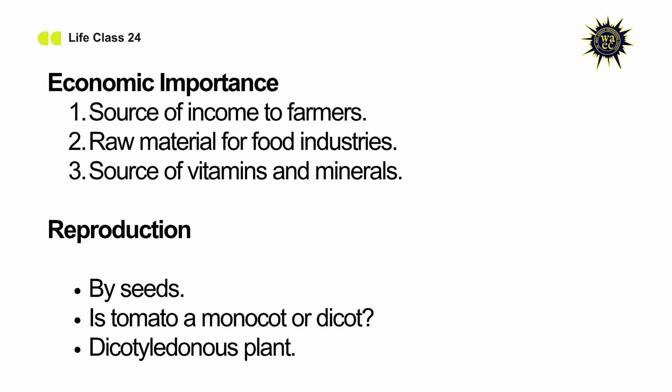You may be asked the economic importance as well. So it's a source of income for farmers. It is also a raw material for food industries, and is a source of vitamins and minerals. Now, reproduction is by seed, obviously. Then the tomato is a dicot plant. In case you are asked, it is a dicot plant.